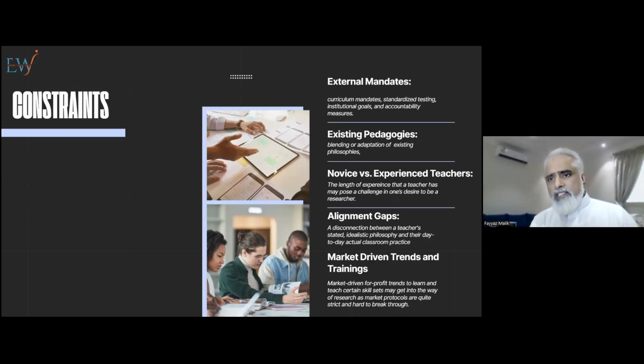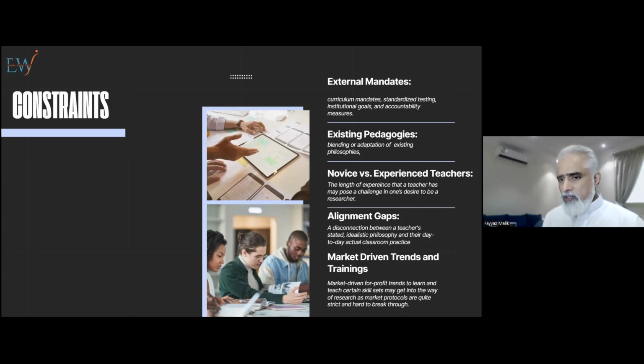Again, the constraints, the external mandates, as I talked about: it can be curriculum, it can be testing, institutional goals, accountability measures, exams, testing, and so on. Existing pedagogies, like the way teachers have been trained, or the kind of time they have spent in their own schools, can have an effect on them. It can have an impact on their own teaching. So how to blend and adapt existing philosophies with the current realities of the classroom, and finding out the problems and doing research on them, can be a challenge.